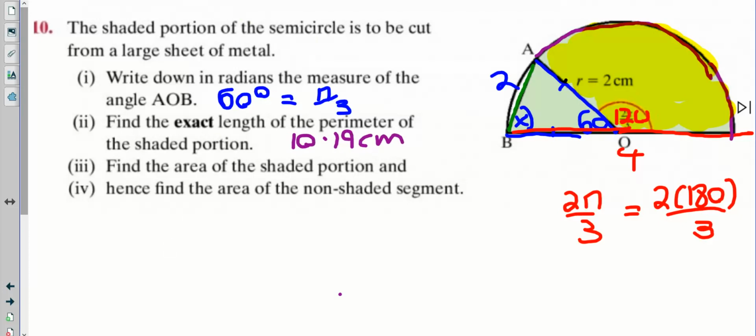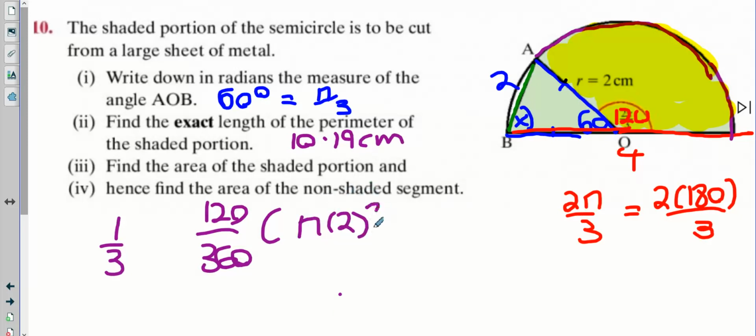Yeah, it's 1/3 pi r squared. It's 1/3 of the entire circle. No, it's 120 degrees. You're still looking at the 60 degrees. I'm looking at the 120 degrees. I'm looking at the yellow section. So it's 1/3, which is 120 over 360, right? And then the area of the full circle is pi r squared, right? Which is pi times. Now, throw all that in the calculator. What do I get?